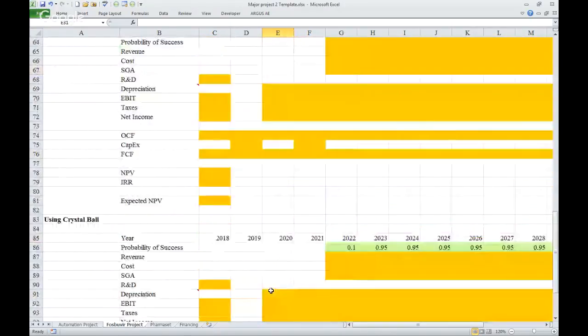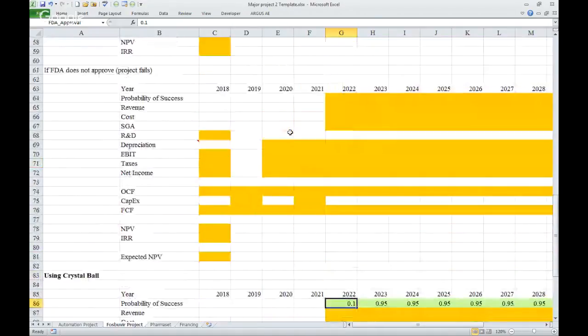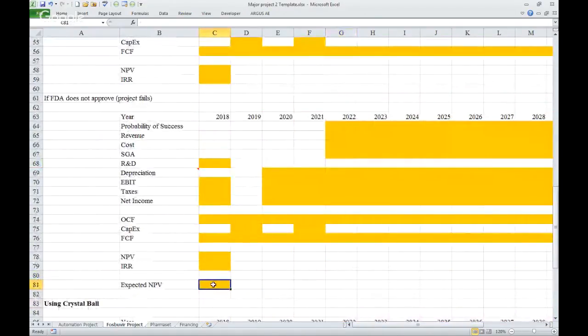Those of you who want to do crystal ball, what you will get at the end, you have expected NPV here, and you have expected NPV using crystal ball for two-stage financing. They should be very, very close to each other. If they're very different, you did something wrong. And by the way, if you are not using crystal ball, you don't have to fill anything here. This is just for crystal ball. If you don't do crystal ball, it's enough to stop here and leave everything else blank. Okay, let me move to questions that were asked while I was answering.